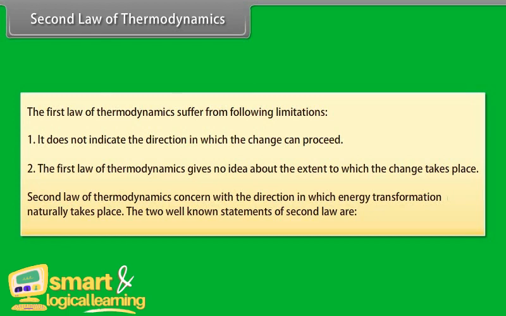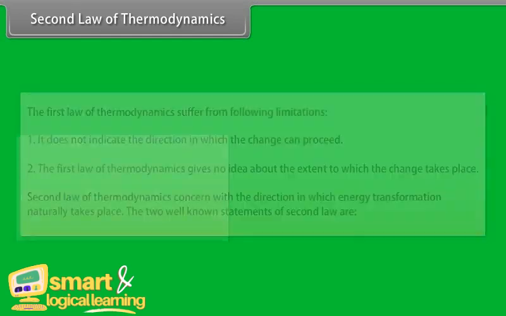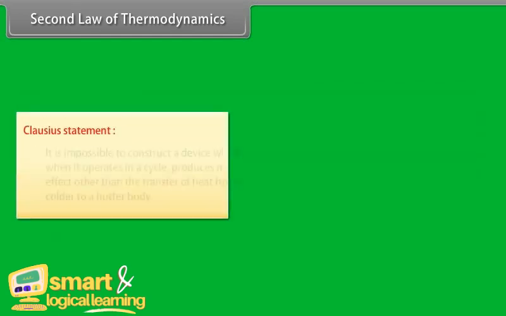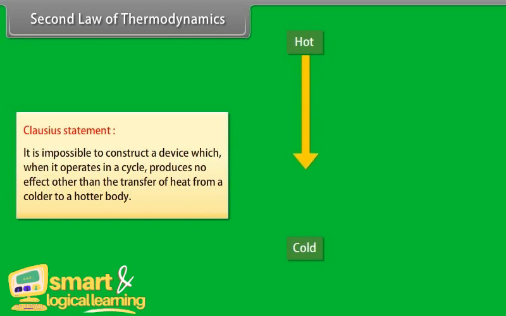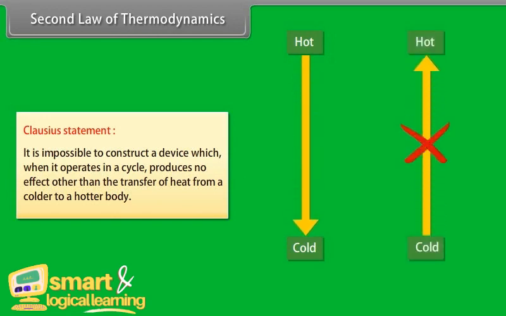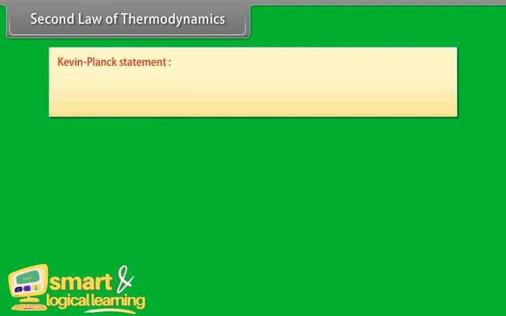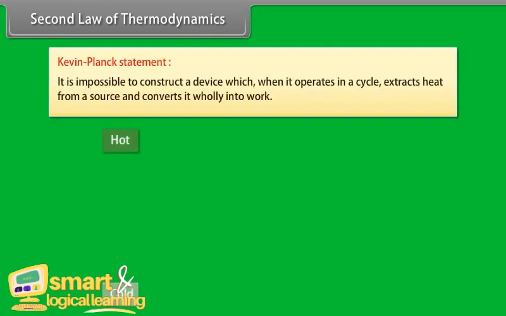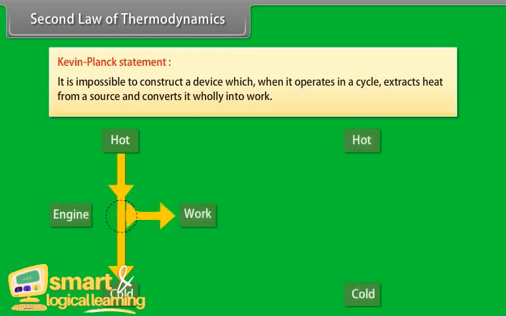The two well-known statements of second law are: Clausius statement. It is impossible to construct a device which, when it operates in a cycle, produces no effect other than the transfer of heat from a colder to a hotter body. Kelvin-Planck statement. It is impossible to construct a device which, when it operates in a cycle, extracts heat from a source and converts it wholly into work.